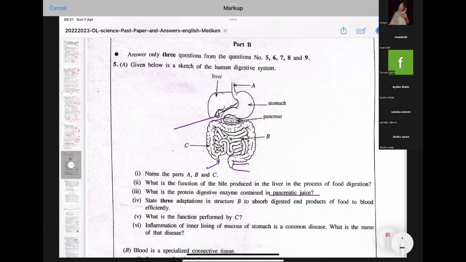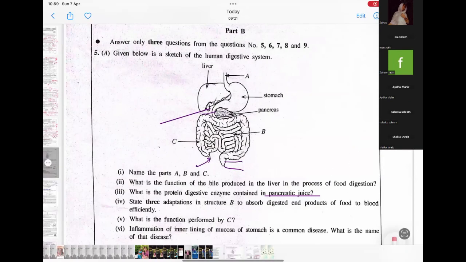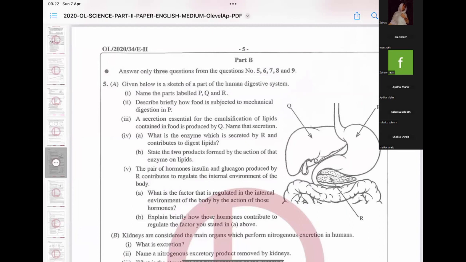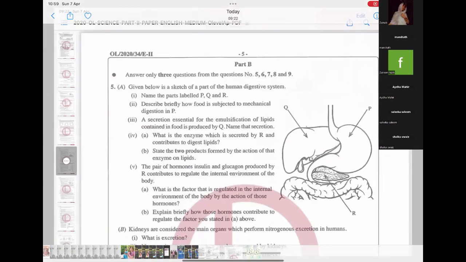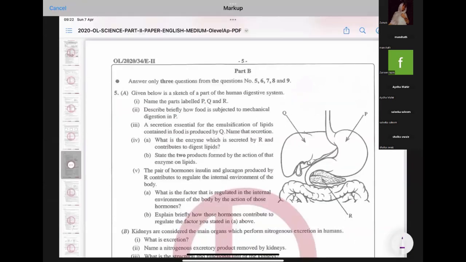Okay, I think there was another question also regarding digestion. Yeah, here from 2020. Okay, let's see. Given below is a sketch of a part of the human digestive system. They didn't give you the whole part, so you see it's repeated.